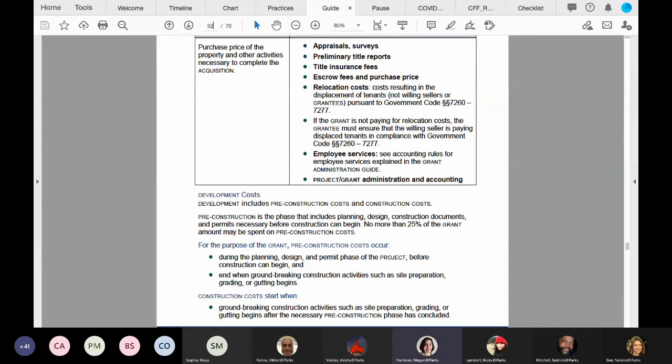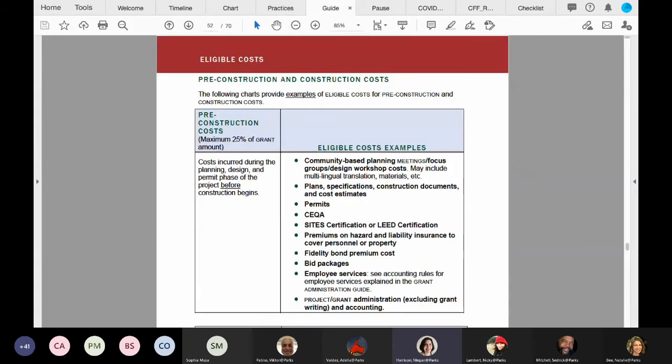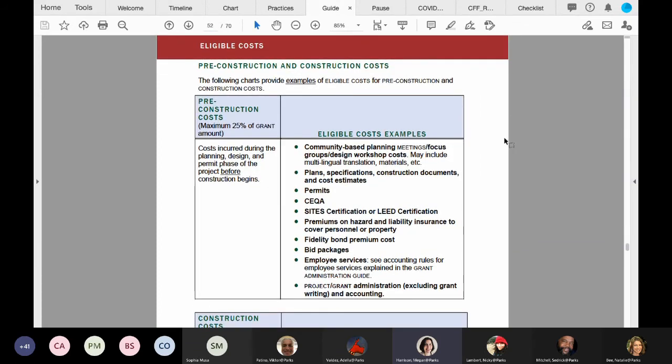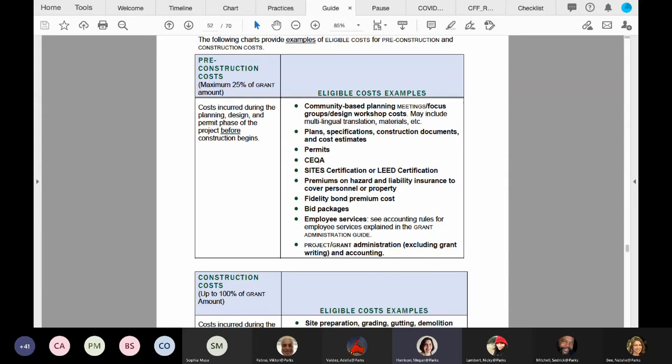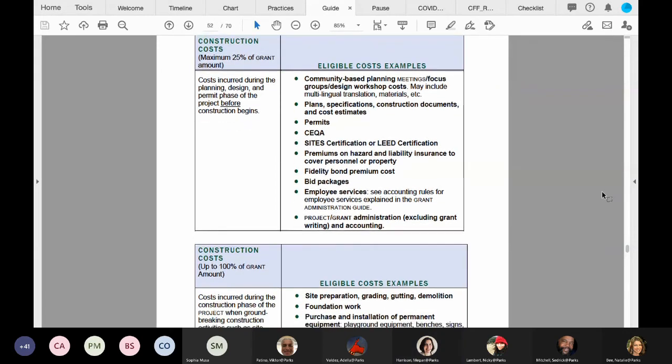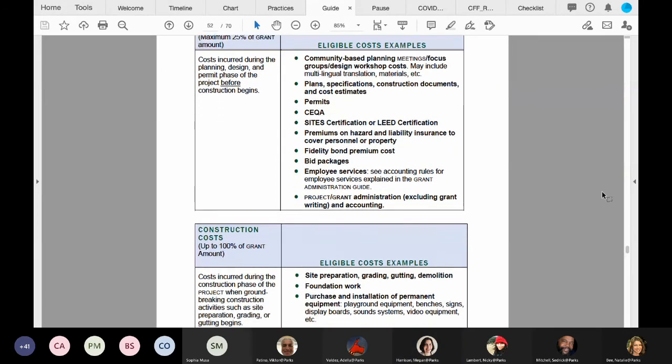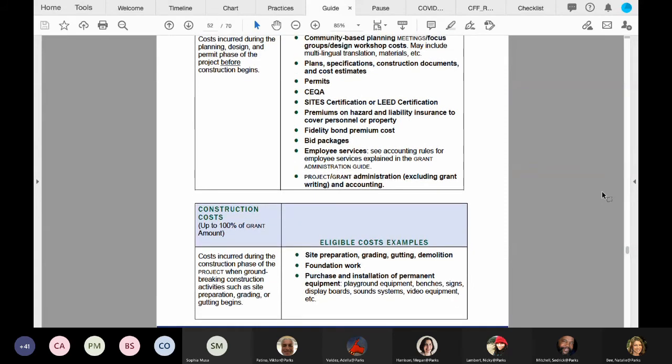All right, and feel free to put any questions that you have on this information in the chat box, but now let's go to page 50, which includes the pre-construction cost charts and the beginning of the construction cost charts. So Sam will scroll through, take a look. As you can see, site prep and purchase and installation of permanent equipment are all examples of eligible costs.